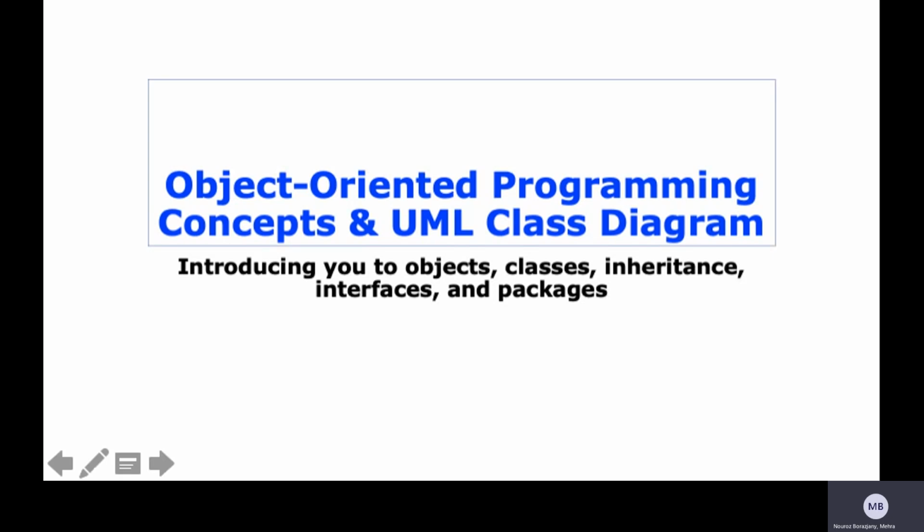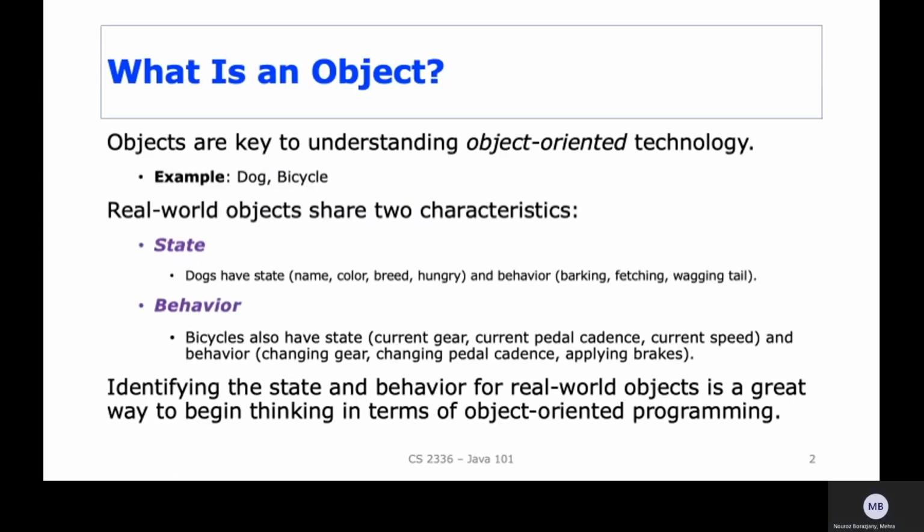So we're going to review the concepts of objects, classes, inheritance, interfaces, and packages. Just real quick, and also show you for each of them how we're going to draw the UML diagram.